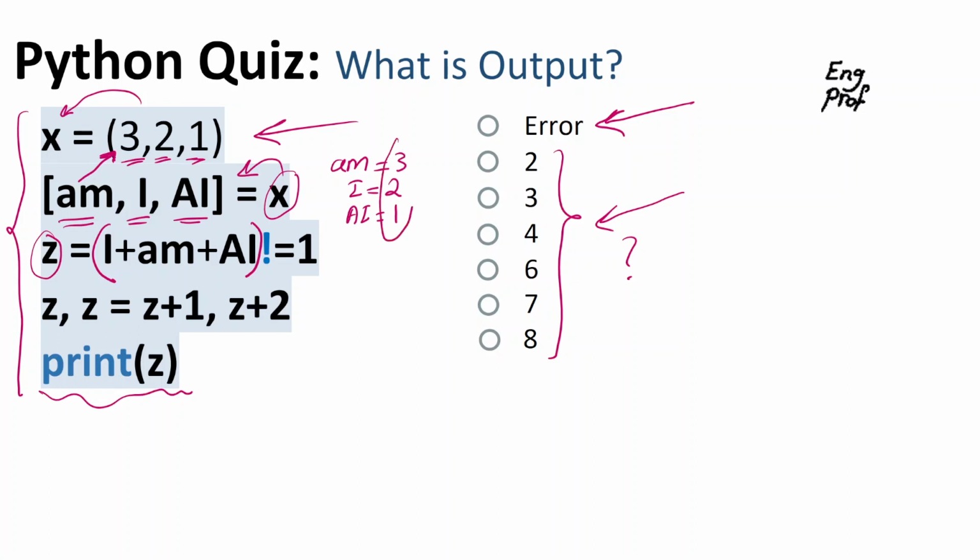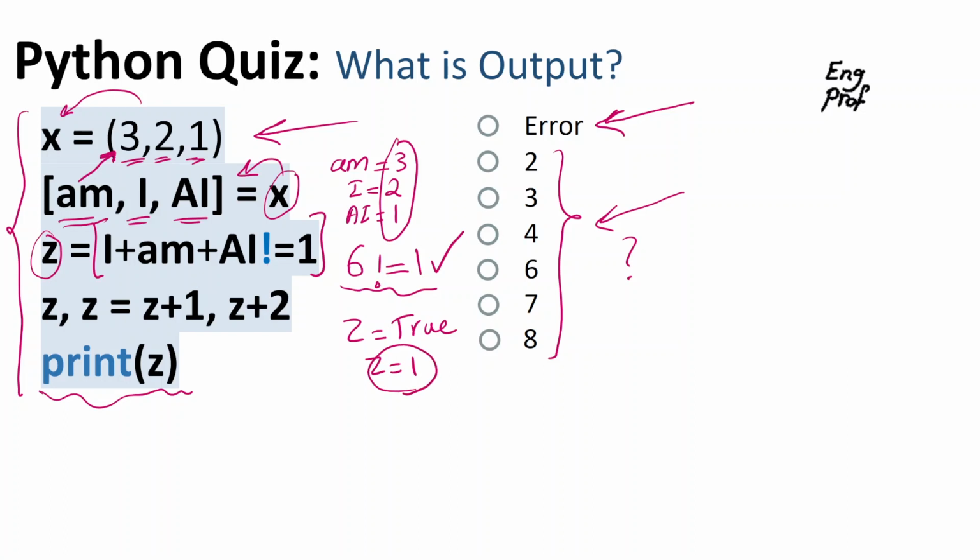Given these values, when we add the 3 things here, we get 6. And obviously 6 is not equal to 1. Since 6 is not equal to 1 is true, therefore z, which is this thing, means that z is 1. So the outcome of this whole operation is that z is true, which means z is 1.